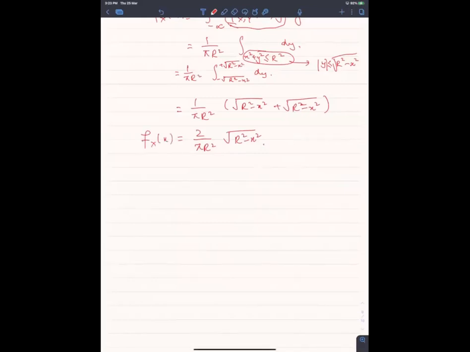Okay. Limits क्या होंगी इसमें? What are the limits of x? X would be from minus r to plus r. Okay. Is this uniform? Yes or no? Answer is in the chat window. Is this uniform? Answers in the chat window.